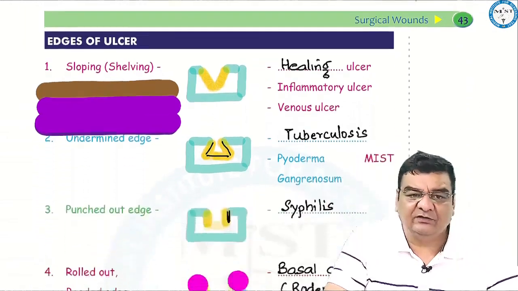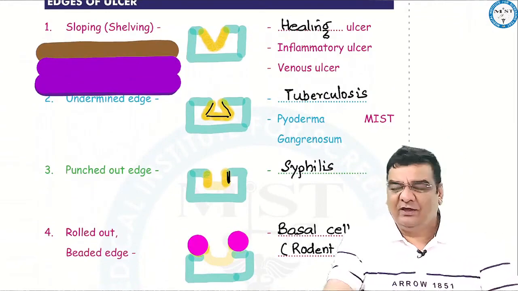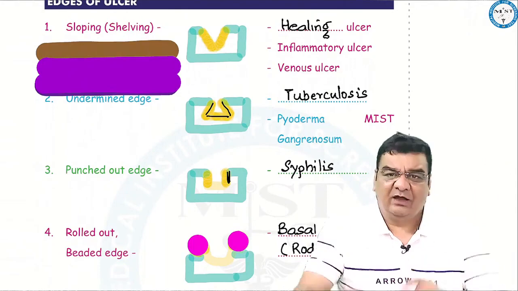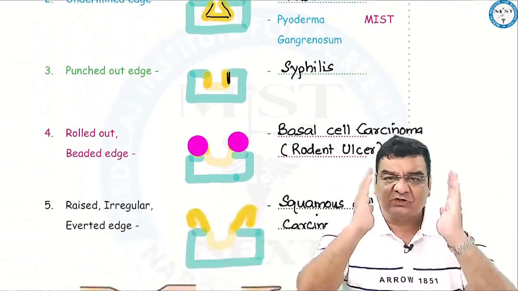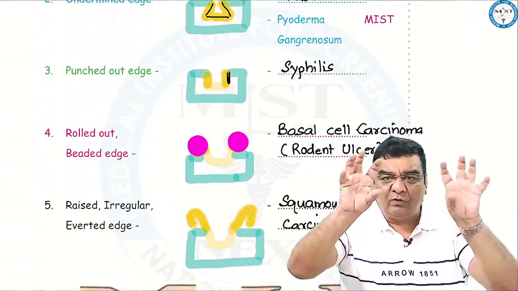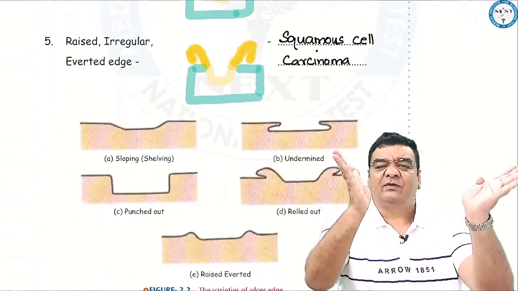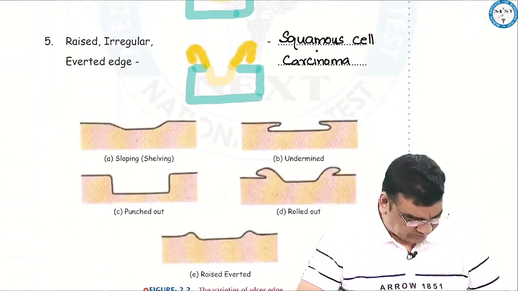Then we talked something related to the edges of the ulcers. Just by looking at the edge of the ulcer, we can get an idea of what pathology we are dealing with. If we find a sloping edge, that means it's a healing, inflammatory or a venous ulcer. If we find an undermined edge, TB and pyoderma gangrenosum; punched out, syphilis; rolled out, Bazin's; basal cell carcinoma, rodent ulcer; raised, irregular and everted, that is in squamous cell carcinomas.